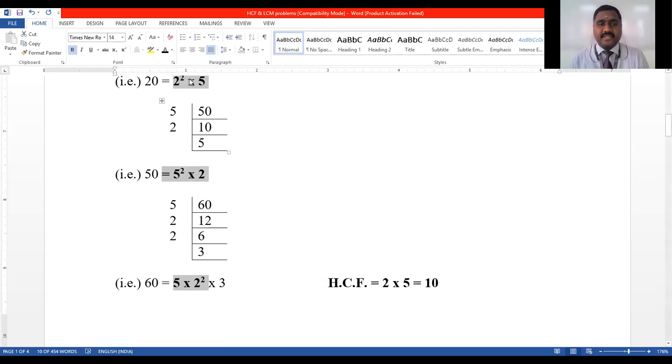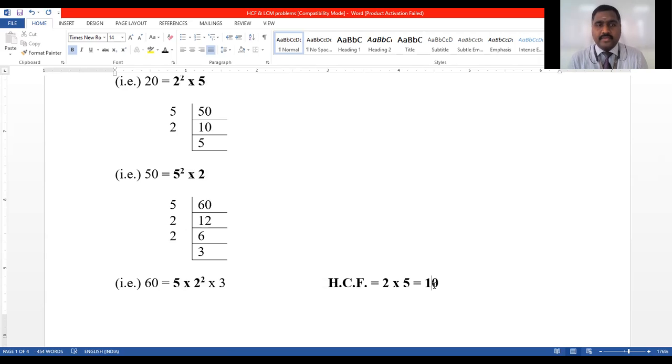Least power means the one having the least power, this 2 power 1, because here 2 power 2 is the highest power. So we should take the least power, 2 power 1. And then 5, the least power is 5 power 1, because here 5 power 2 is there, so here also we take 5 power 1. So 2 into 5 equal to 10 is the highest common factor for the given problem. So this is how to solve the problems by using the factor method.